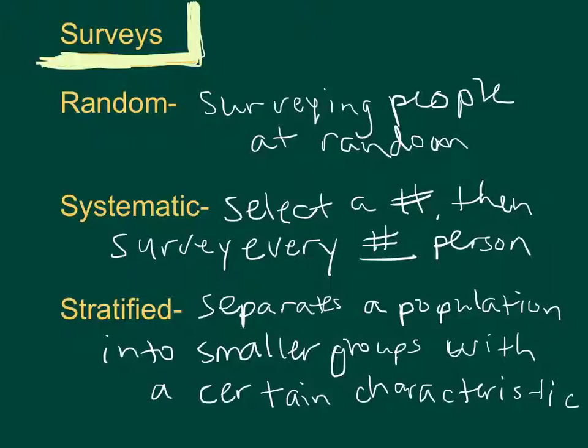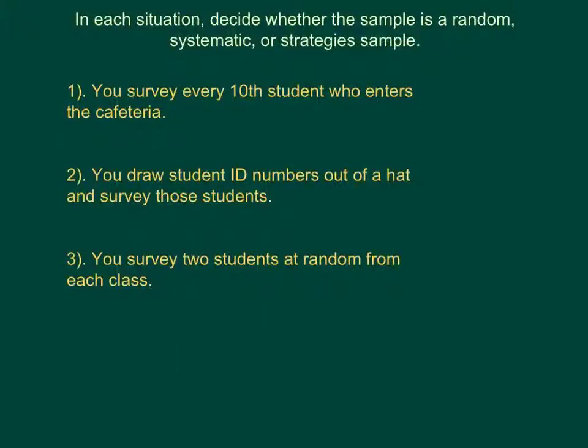Okay, so let's try a couple of these. In each situation, decide whether the sample is random, systematic, or stratified. Oops, that should say not strategies, but stratified. I apologize. You survey every 10th person who enters the cafeteria. Well, when you pick a number and then you pick every 10th person, that is called systematic because you have a system to it.